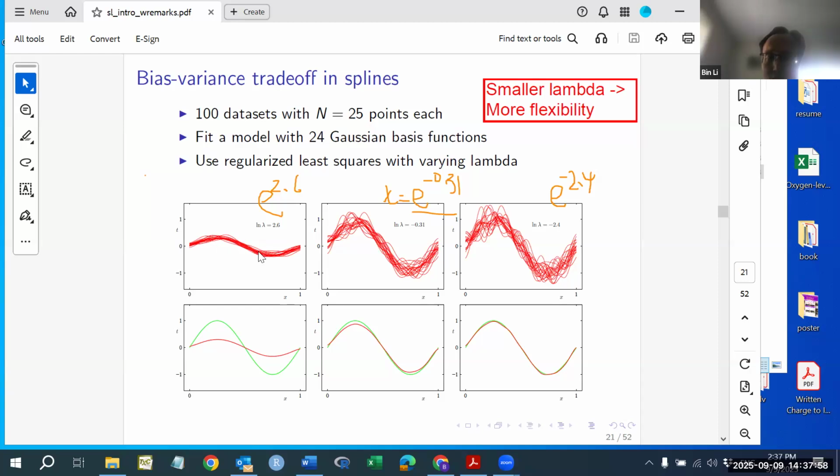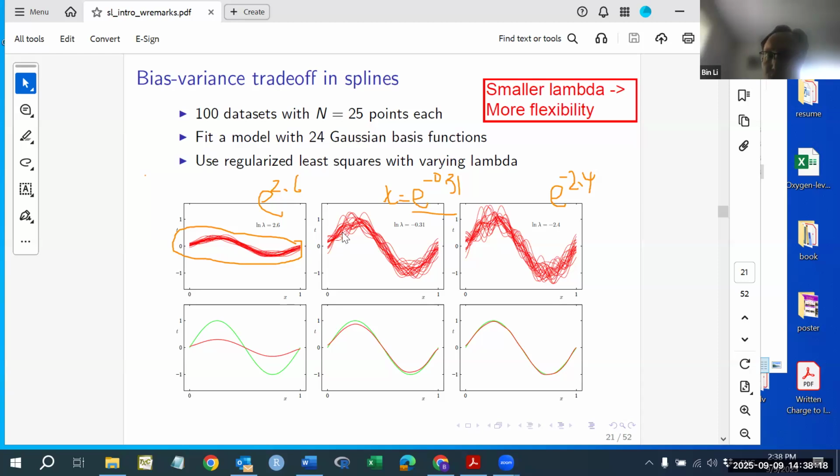You can see among these 100 models, when the lambda is large, the model is simple, the variance is very small. All these models are very clustered together. So that means it has a very small variation. The models are very stable.